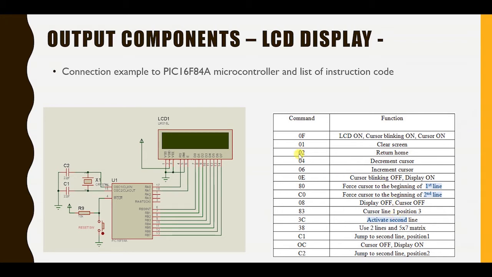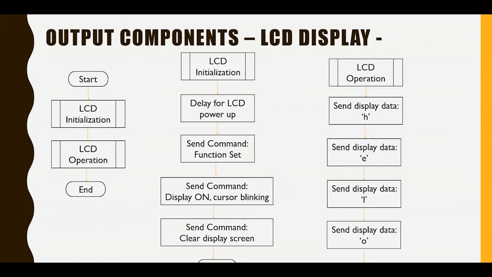So the procedure is you have to set RS as 0, send port A0 low, and then send this data to port B. For example, 0F you send to port B, and then you set the enable strobe. Enable goes high and then low, with some delay in between. This is the operation, how the LCD operates.